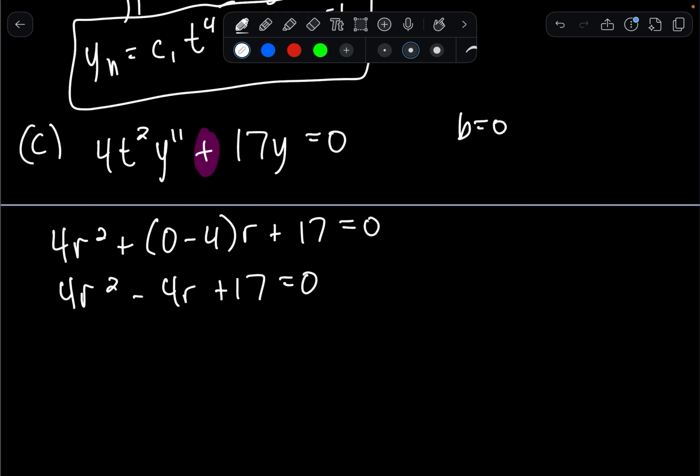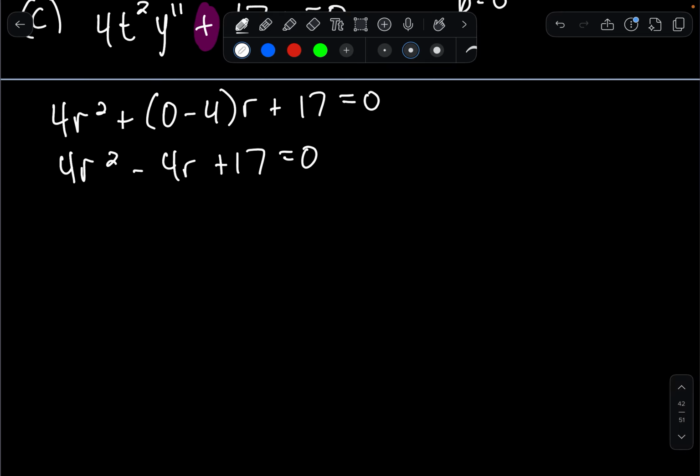That, I don't think, factors nicely. 4 times 17 is 68. Two numbers that multiply to be 68 and add to be negative 4? We're not going to be able to find them. So let's go ahead and use the quadratic formula.